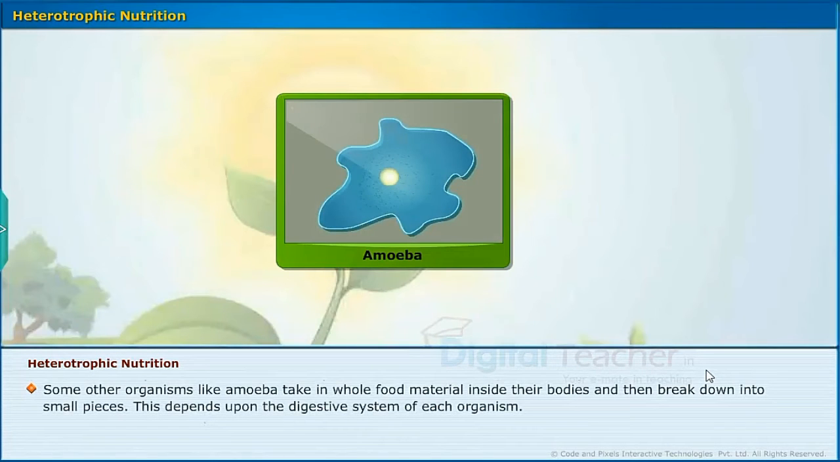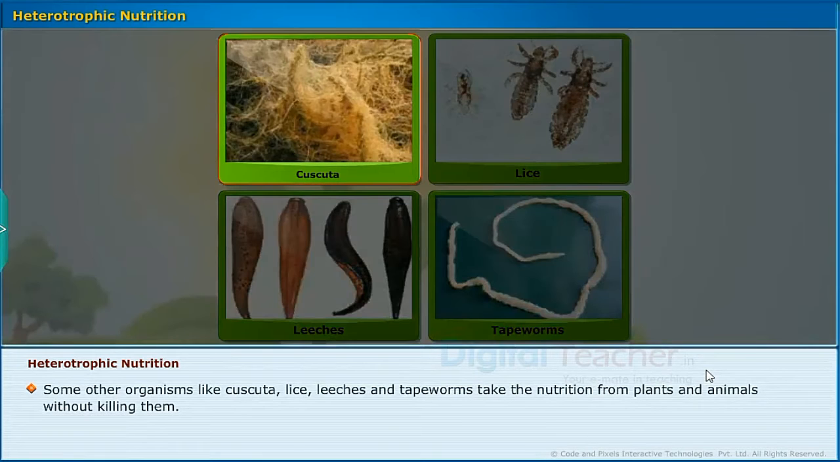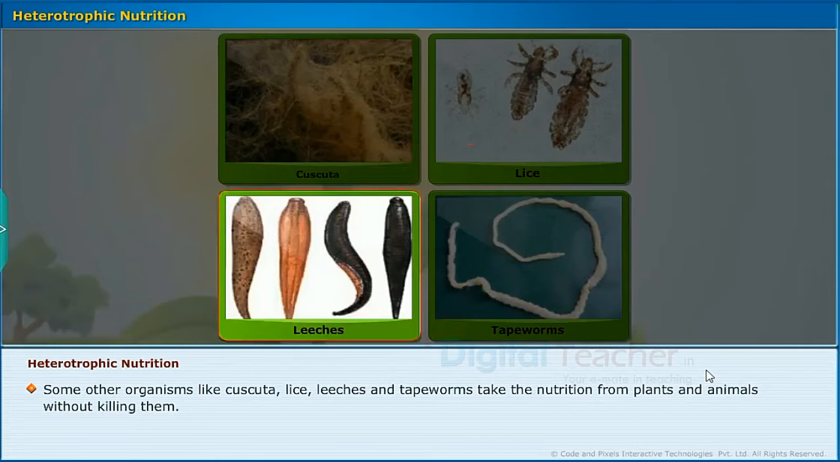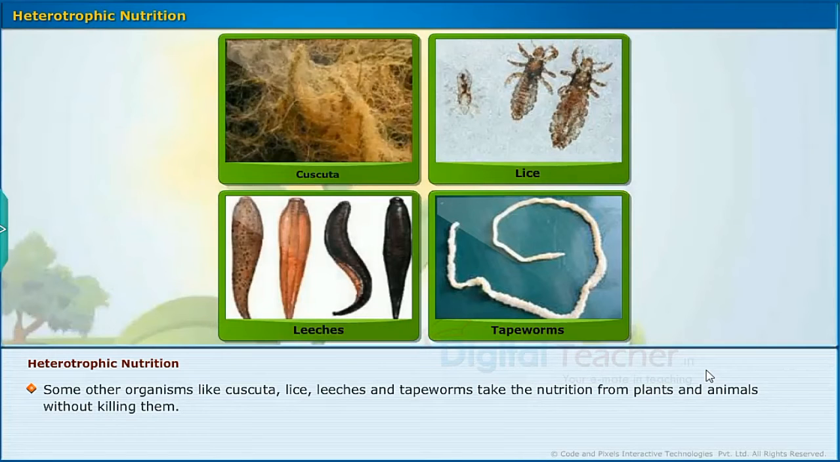Some other organisms, like amoeba, take in whole food material inside their bodies and then break it down into small pieces. This depends upon the digestive system of each organism. Some other organisms, like cuscuta, lice, leeches, and tapeworms, take the nutrition from plants and animals without killing them. Let us learn how organisms obtain their nutrition.